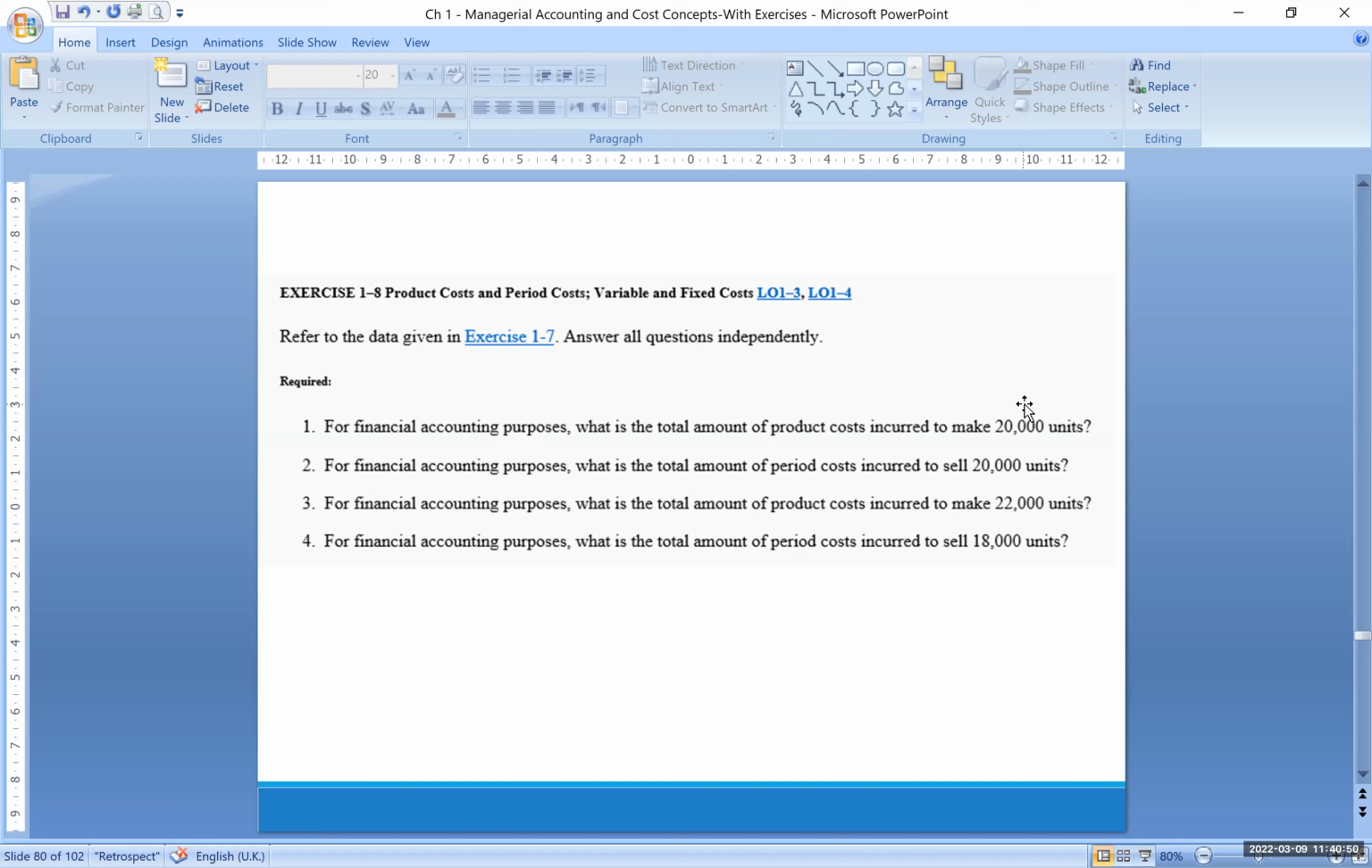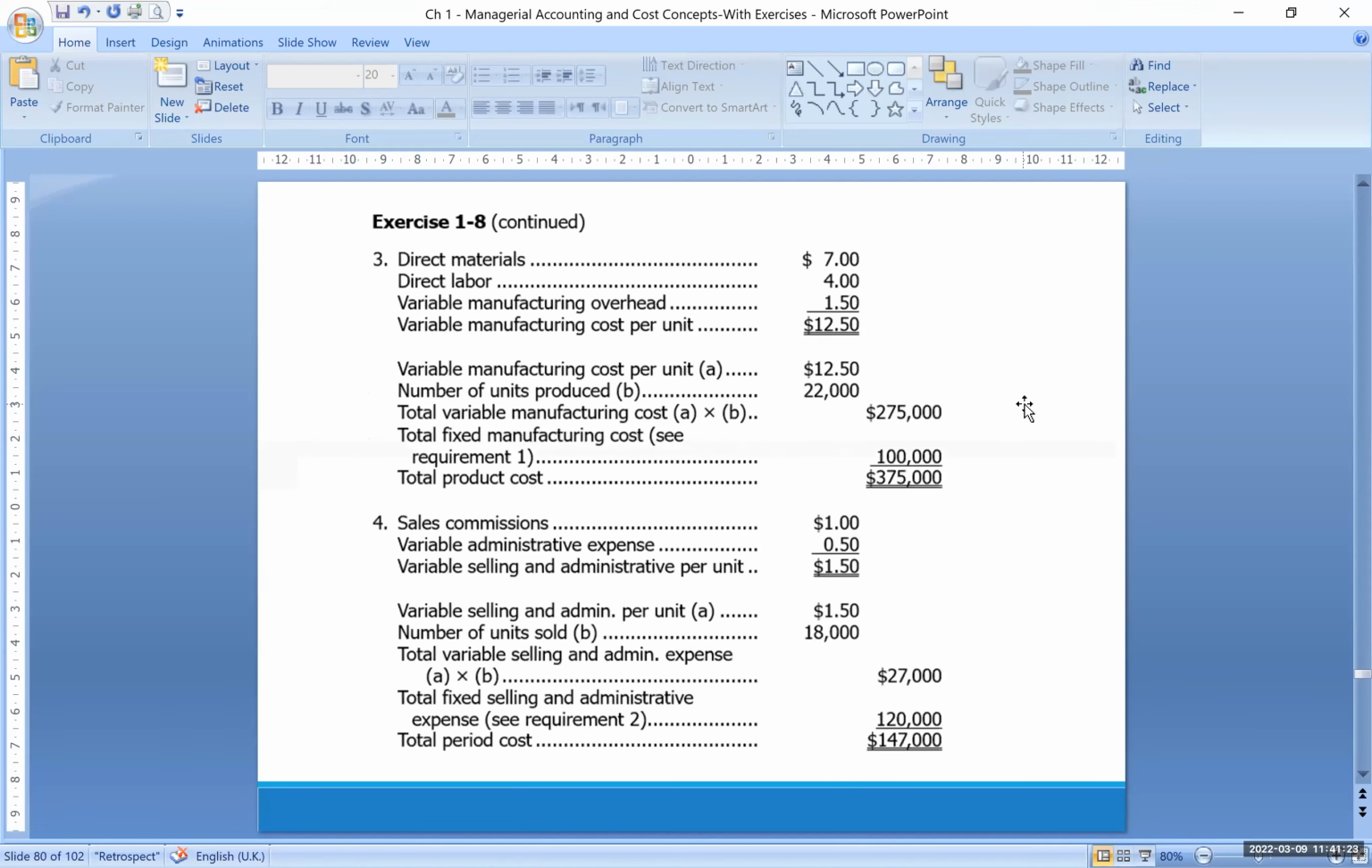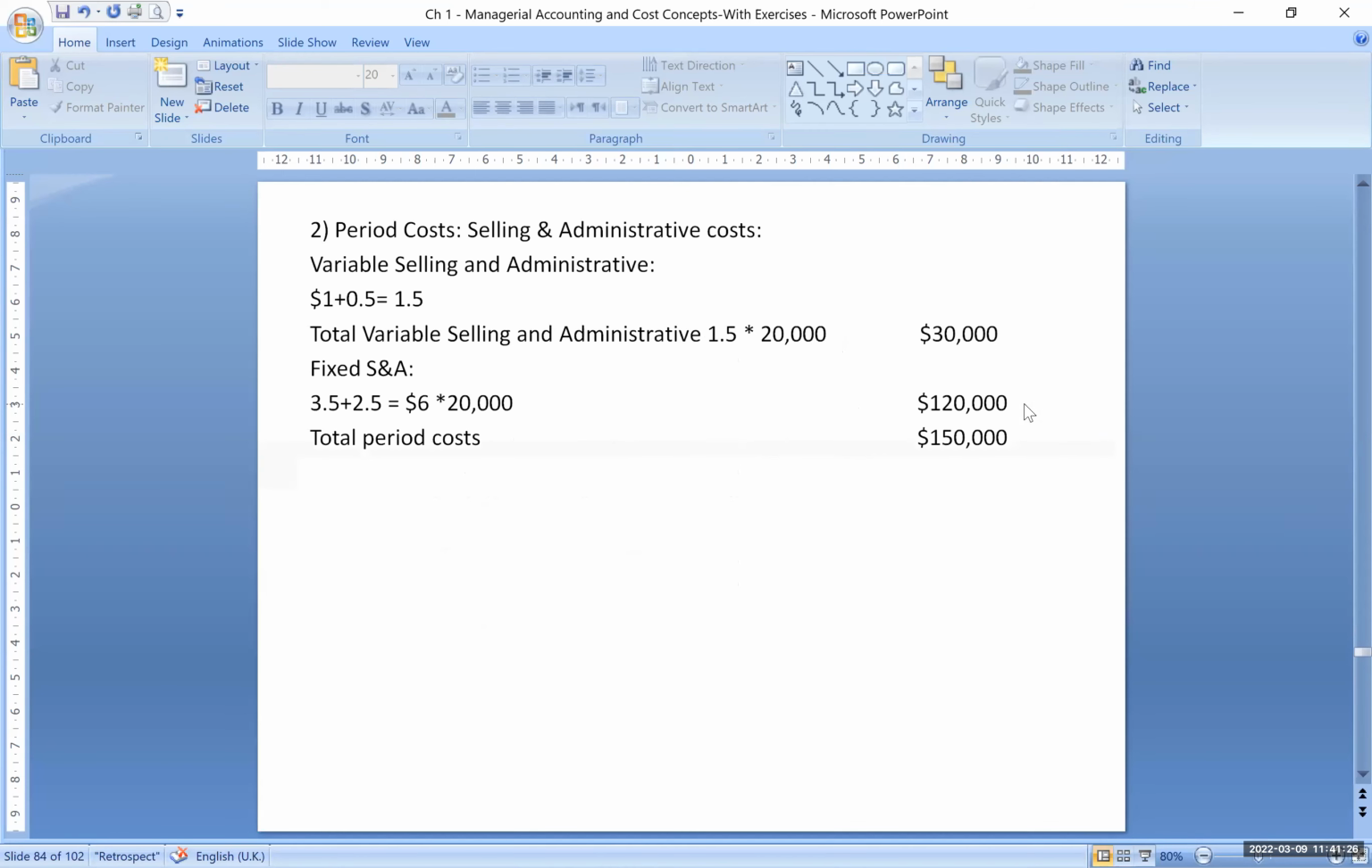But for the variable cost, we will depend on the 22,000 units. So again, the answer for number 3, for financial reporting, what is the total amount of product costs incurred to make the 22,000 units? We will say the variable part depends on the 22,000, but the fixed part depends on the 20,000 units. Let's write down the answer for number 3.